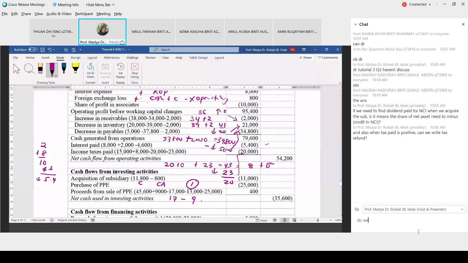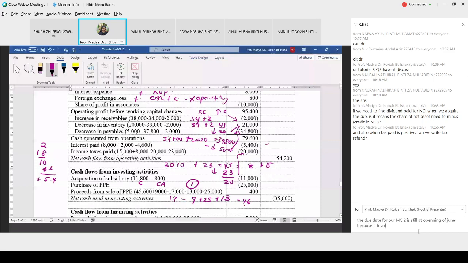Altogether you have 46, and then compare with your ending balance that you have here, 45.6. So that means there is a reduction by 400. Reducing by 400 means that you sold that one. So you're going to have proceeds here, 400. Okay, so you're going to have 35,600.